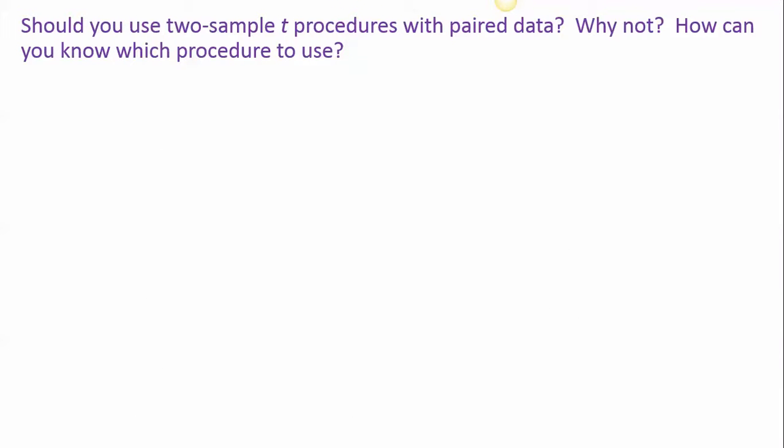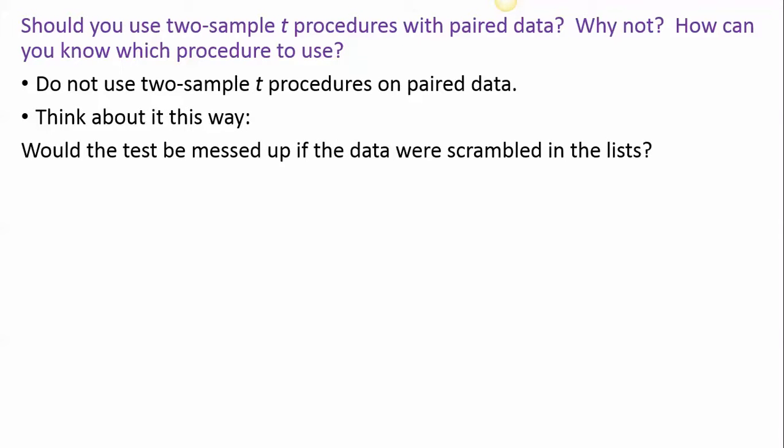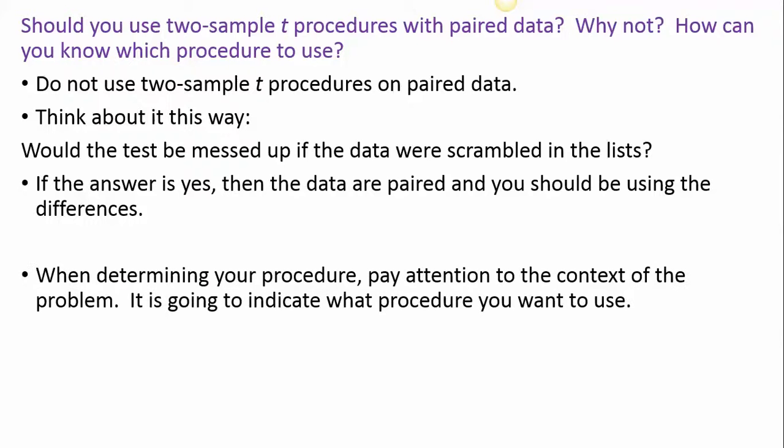Should you use two sample t procedures with paired data? Why not? How can you know which procedure to use? We do not use two sample t procedures on paired data, and this is why. Would the test be messed up if the data were scrambled in the lists? If the answer is yes, then the data was paired, and you should be using the differences. And like we just said, when we use the differences, we do not pool.